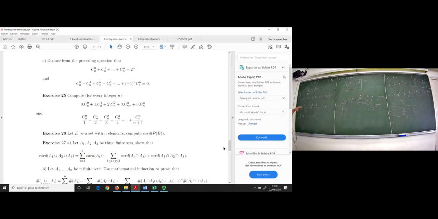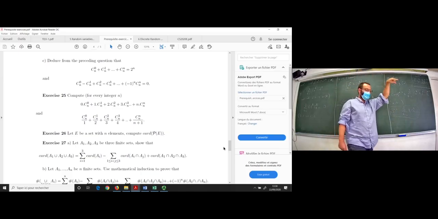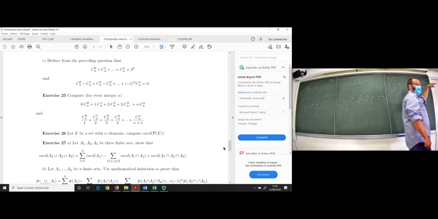Okay? So I was able to compute this one. I want the same with k just before the c and k. My idea is to compute the derivative, because the derivative of a to the power k is equal to k times a to the power k minus 1. Okay?